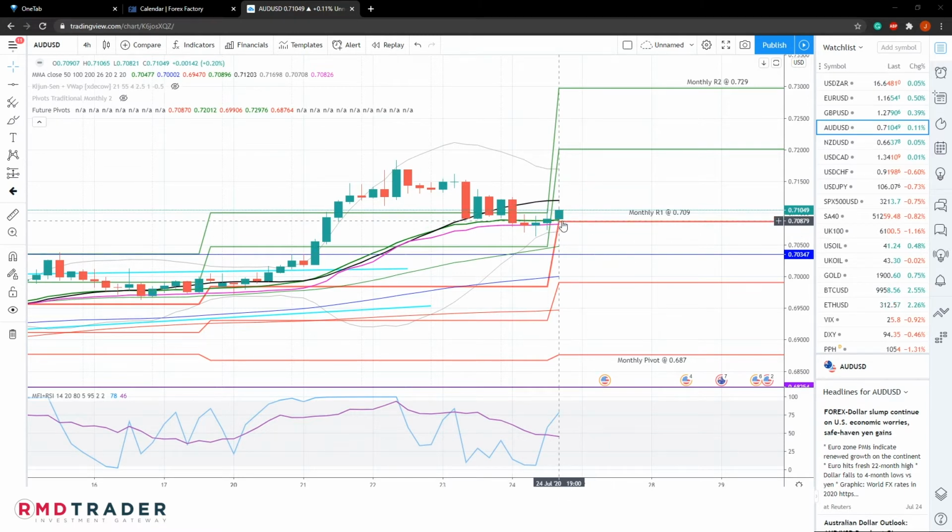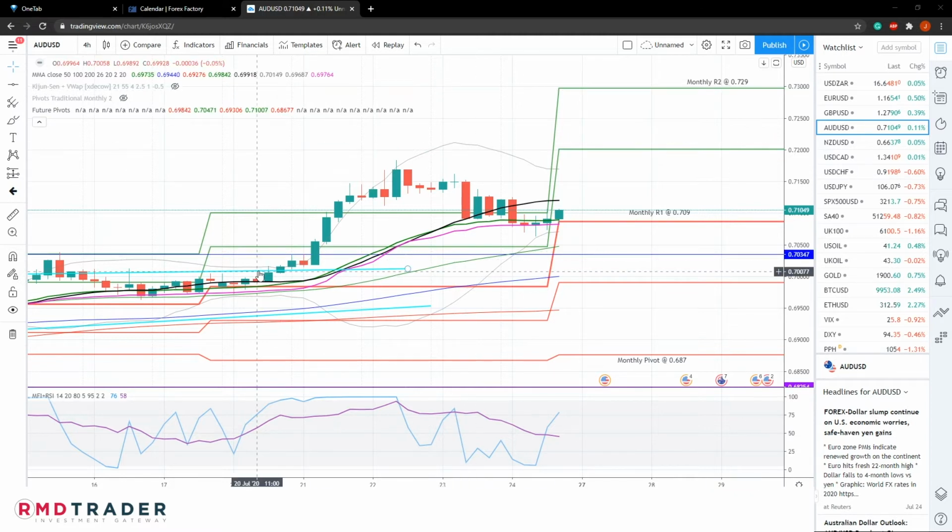We can expect new upside targets to be in the area of 0.72. That is our weekly R1 pivot, and then we do have an additional stretch target at our monthly R2 pivot at 0.729, also coinciding with our weekly R2 pivot.